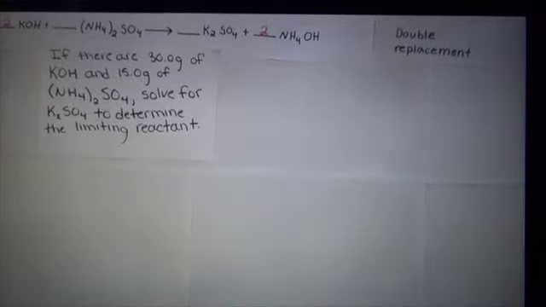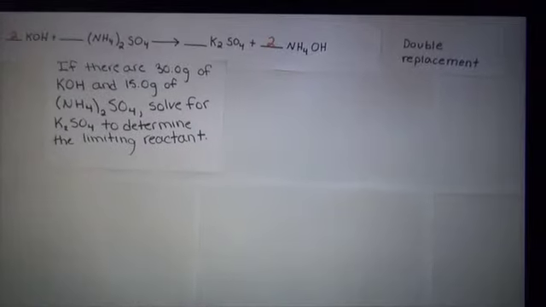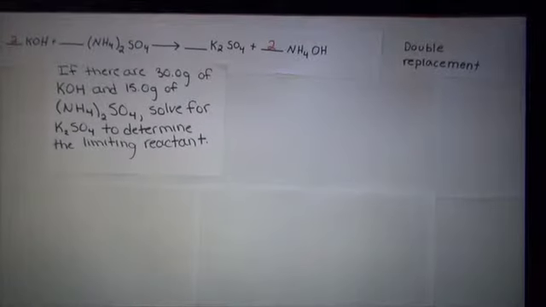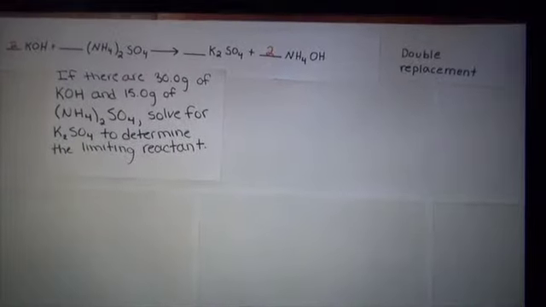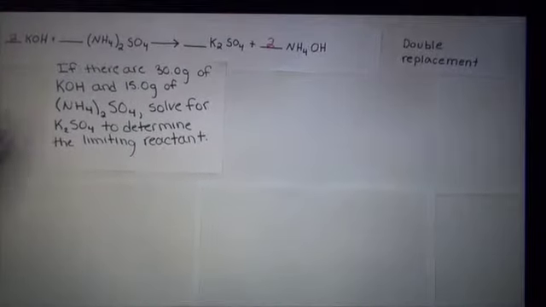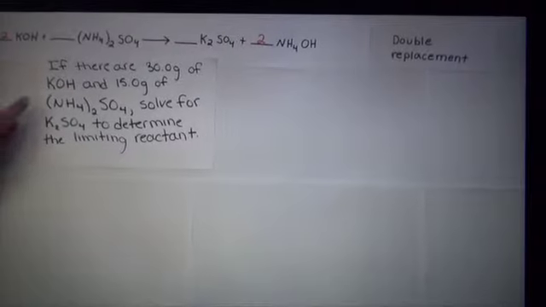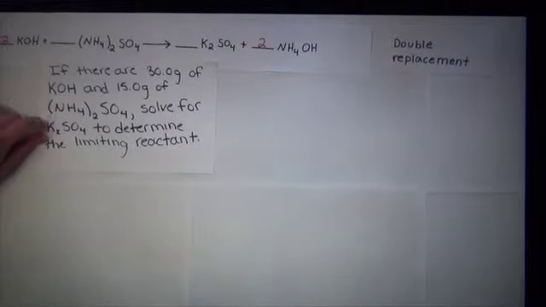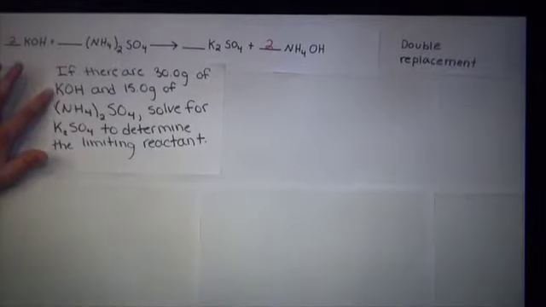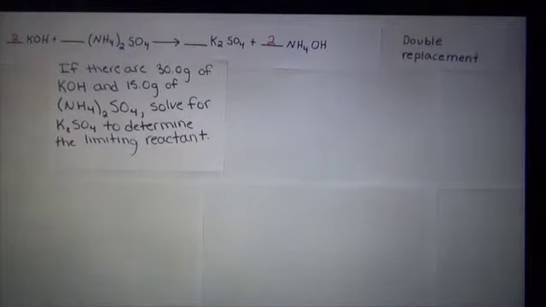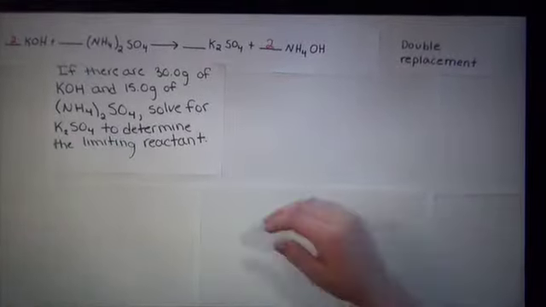So here's the question we're trying to figure out. If there are 30 grams of potassium hydroxide and 15 grams of ammonium sulfate, solve for potassium sulfate to determine the limiting reactant. So this question almost has 2 parts. First, we have to figure out how much potassium sulfate we're able to make if we have 30 grams of potassium hydroxide. So that's the first thing we're going to do. So here we have our chart.